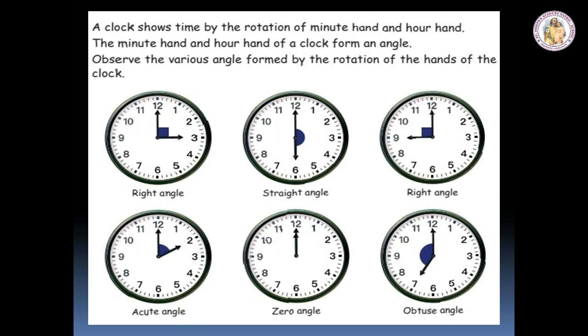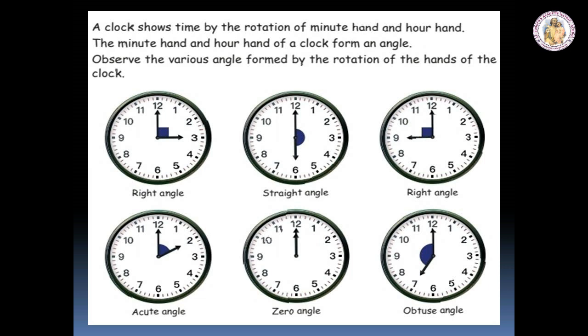Children, let us find out how the clock shows the hour and the minute with the help of angles. You already know what a right angle, acute angle, obtuse angle and zero angle are. Let us find out everything. The first one shows 3 o'clock. What angle is that? Yes, it is a right angle. Always keep the protractor with you when you are measuring the angles. Yes, the first one shows a right angle.